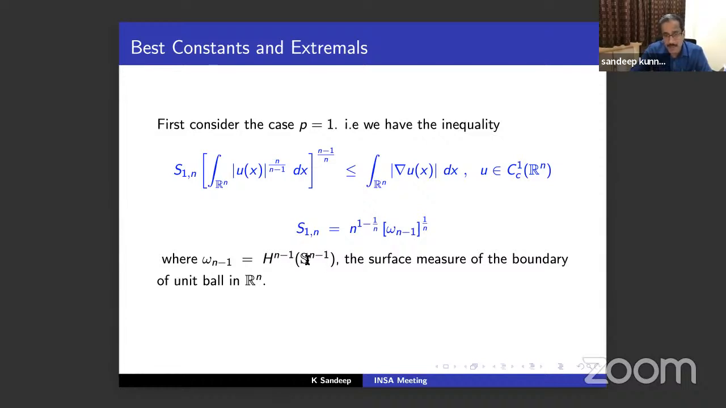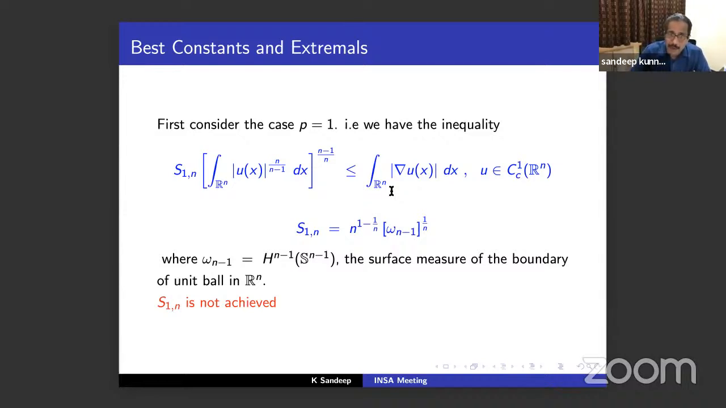So S^{n-1} is the unit sphere in R^n, so its surface is n-1 dimensional. H^{n-1} means the n-1 dimensional area of the sphere in R^n. Okay, so that is my omega_{n-1}. And so you can calculate this best constant, and it is this. You can also show that equality is never achieved in this inequality. So that is about this inequality for p equal to 1.